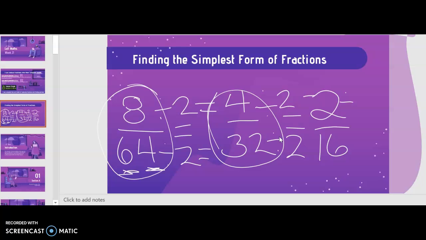Could I divide these again? Do they both have a factor of 2 again? Yes, they do. And that would be 1 over 8. And that 1 over 8 is the simplest form of the fraction. So I had to keep going until it doesn't have any more factors in common.